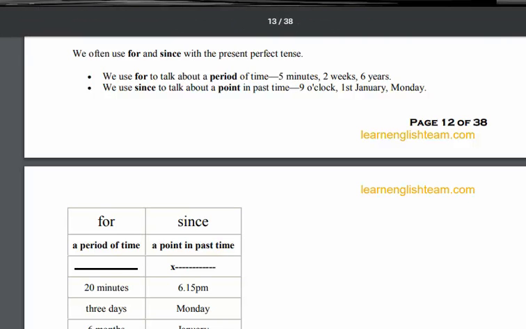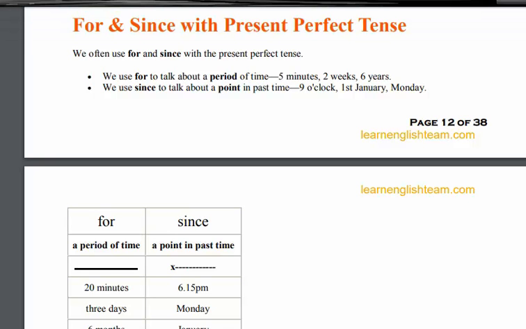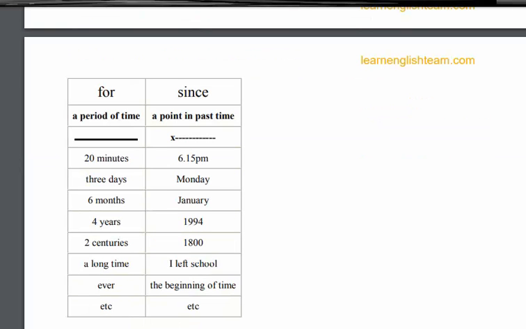So there is a doubt in the use of "for", but "since" gives an exact point in past time: 9 o'clock, 1st January, Monday. So it is the exact time. Whenever you use "for", there is a doubt in the period of time, and whenever you use "since", it is an exact point in the past. So here are some examples of "for" and "since".